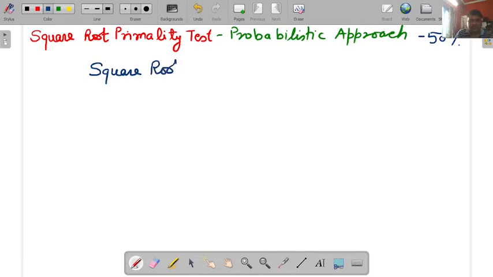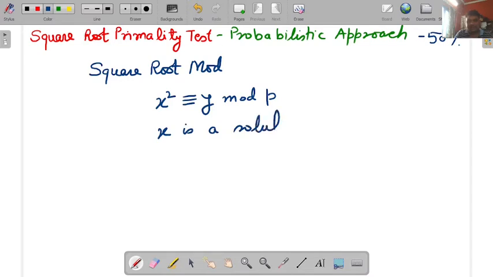square root mod. In modular arithmetic, how we calculate this. If I write x square is congruent to y mod p, it means x is a solution of square root y. Let us understand this concept with the help of some example.